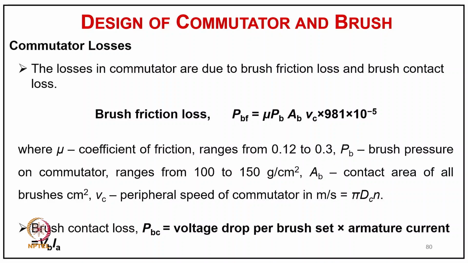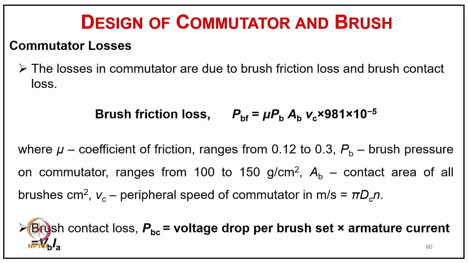So brush friction loss is equal to P_BF equal to mu P_B A_B V_C into 9.81 × 10^-5, where mu is the coefficient of friction ranging from 0.12 to 0.3. P_B is the brush pressure on the commutator, ranging from 100 to 150 gram per centimeter square, A_B is the contact area of all brushes in centimeter square, and V_C is the peripheral speed of the commutator in meter per second, that is pi D_C into N.